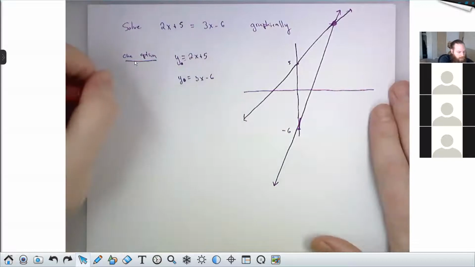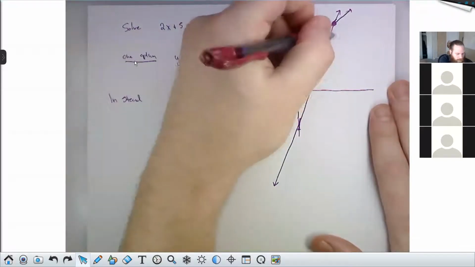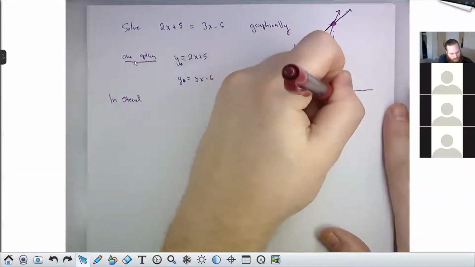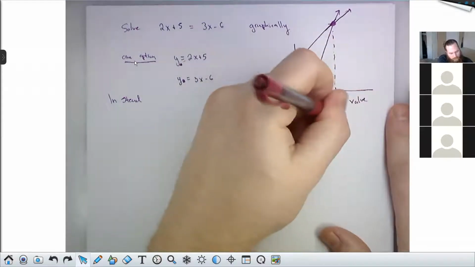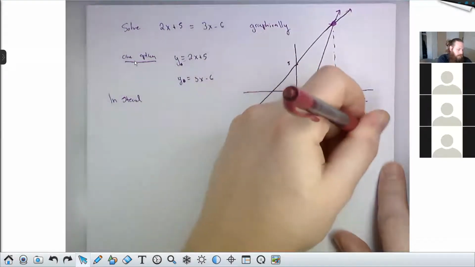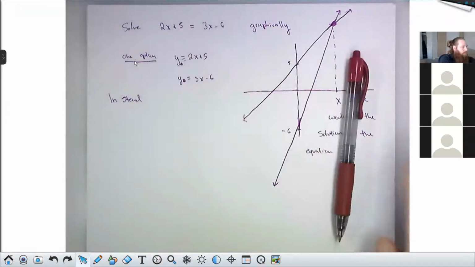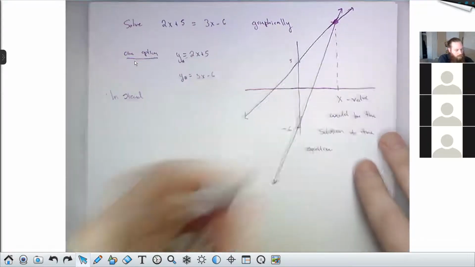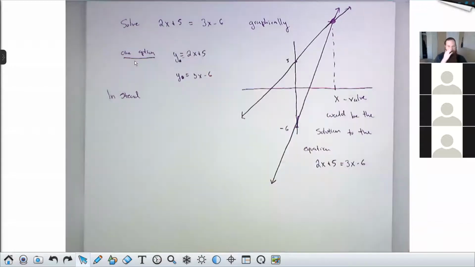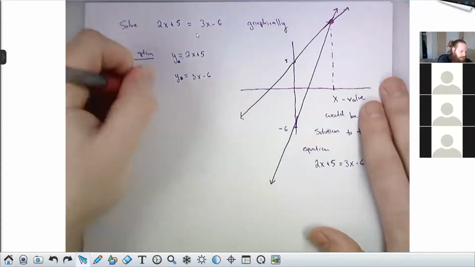Okay. Well, Mark's question was instead, so here, this x value would be the solution to the equation 2x plus 5 equals 3x minus 6. So the x value where these two lines intersect would be the solution to this equation. But Mark's question was, isn't it just easier to solve this equation algebraically? And the answer there is yes.